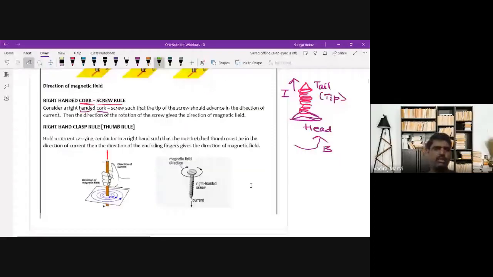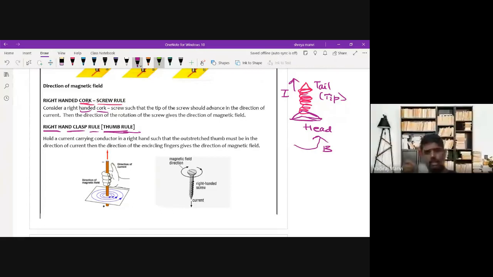Therefore, finally we use what is called the right hand clasp rule, or maybe in school you studied this as the thumb rule. Those who are ICSE people might know this. Use either, call it the right hand clasp rule or the thumb rule. All of you have to do this. Take your pen, hold it in your right hand. Do it, then only you will understand. Hold it in the right hand, not the left hand. In exams, this is the mistake you generally make.